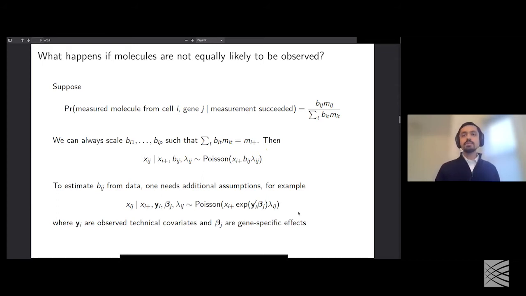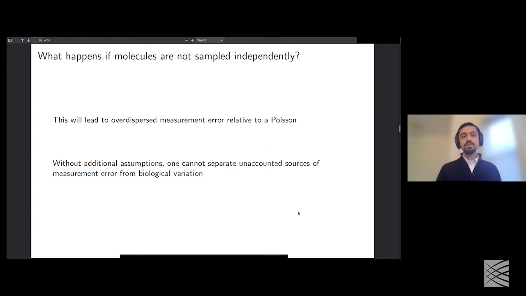Okay, so the next question is, what happens if molecules are not sampled independently? And what are some of the reasons that this could happen? One example might be the cellular localization of mRNAs. This case is quite complicated, but the essence of it is that this will also lead to overdispersion. And similar to the previous case, without making additional assumptions, it's not possible to separate these sources of measurement error from biological variation in the data. So it's an important open question what reasonable assumptions to make about this more complicated process. And the last assumption was that we sample a small fraction of all the molecules that are present.